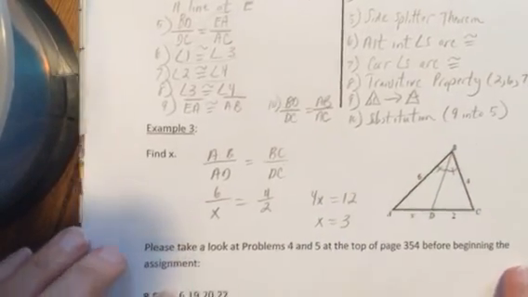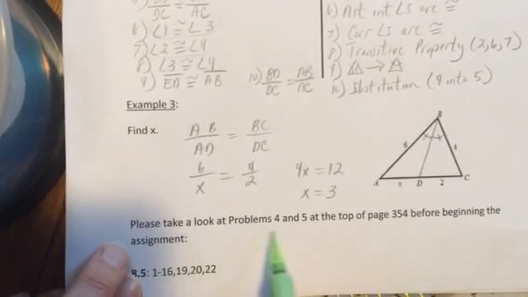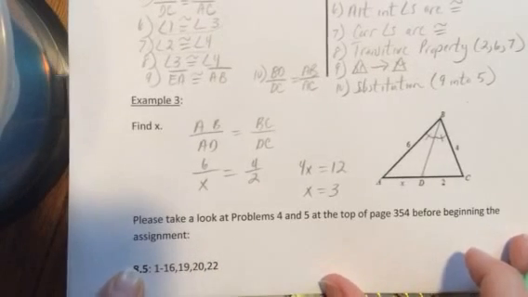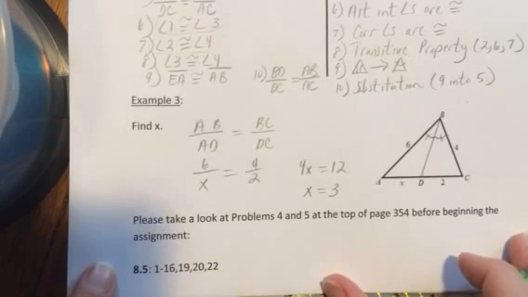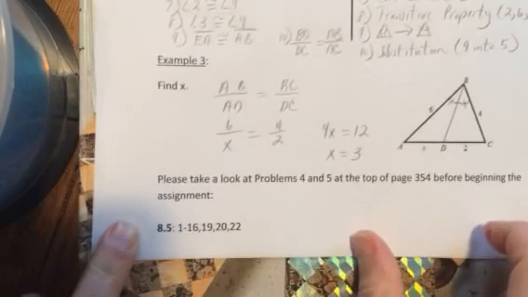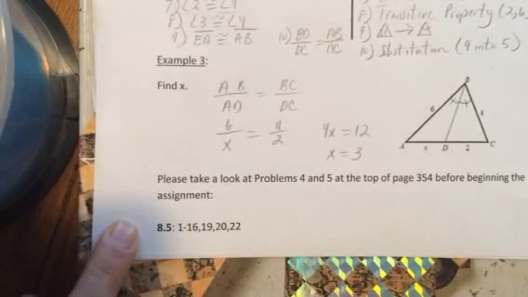Okay, so I just wrote you a note to please take a look at problems 4 and 5 at the top of page 354 before beginning this assignment. There's some really good proofs. They're pretty simple. They're 5 steps a piece, I believe, but there's some good proof problems to just give you a little more practice with the proofs. And here are the problems that I'd like you to do.